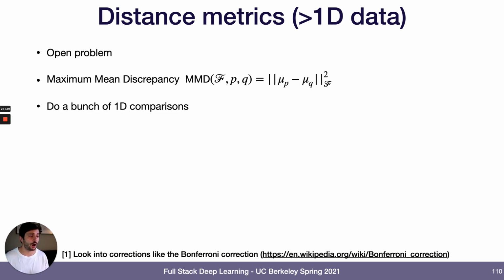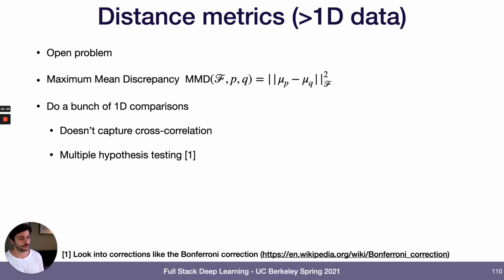Another thing that's really common to do in practice is just do a bunch of one-dimensional comparisons, look at all the distance metrics for all the different features, and take, let's say, the max of those. There are some things that are not very nice about that. It doesn't capture cross-correlation between the features, and you run into the multiple hypothesis testing problem, but this is a thing that people often do.